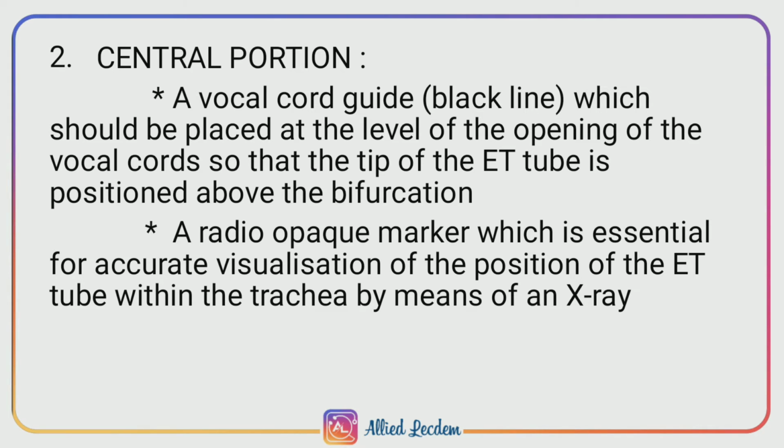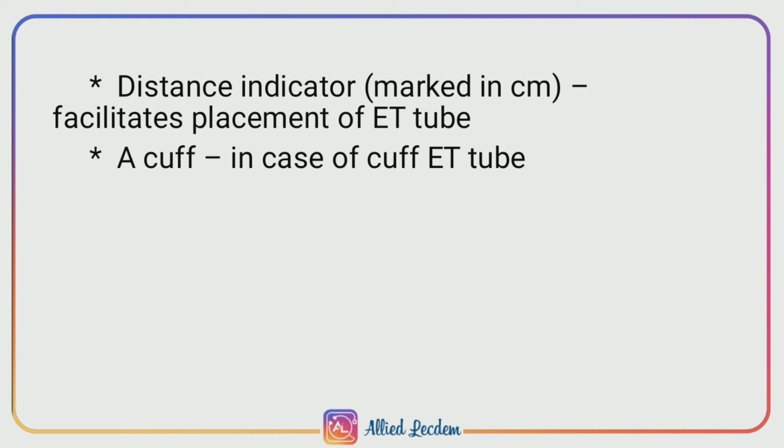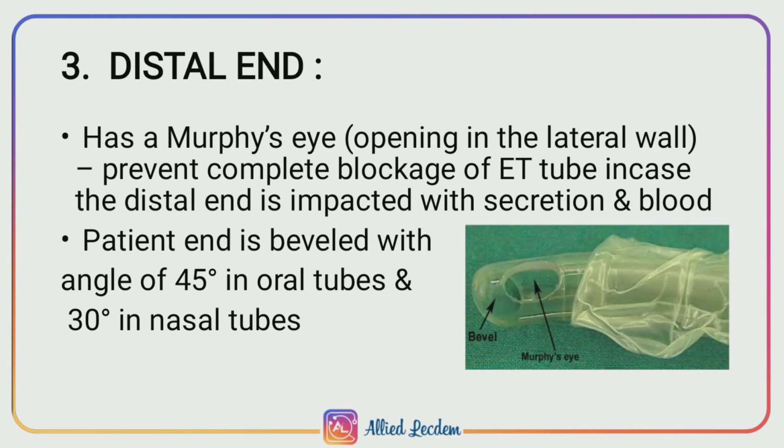A radio-opaque marker is essential for accurate visualization of the position of the ET tube within the trachea by means of an X-ray. The distance indicator, which is marked in centimeters on the tube, facilitates the placement of an ET tube. A cuff in case of a cuffed ET tube. The distal end has a Murphy eye, which prevents complete blockage of the ET tube in case the distal end is impacted with secretion and blood. The patient end is beveled with an angle of 45 degrees in oral tubes and 30 degrees in nasal tubes.